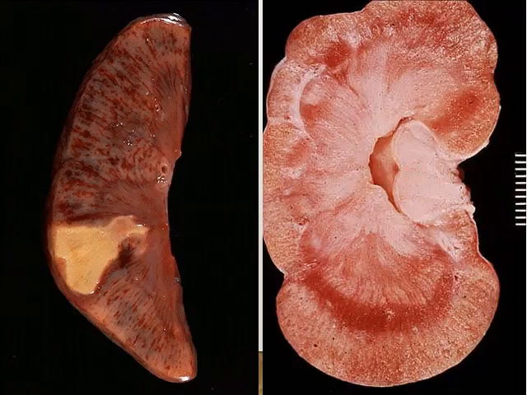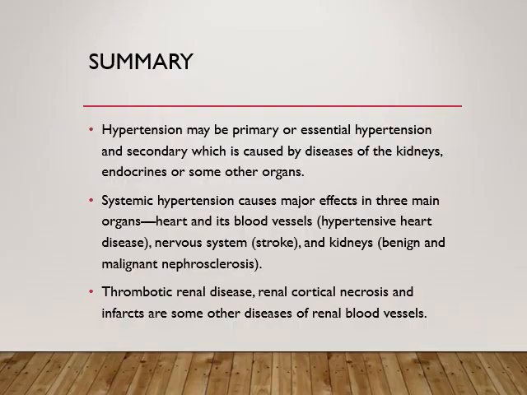With this background, here is the summary. You must remember that hypertension is of two types: primary or essential, and secondary. Secondary usually occurs because of various underlying pathologies in the kidney, endocrine system, and other organs. Systemic hypertension most commonly affects the heart and blood vessels. When it affects the heart, it causes hypertensive heart disease. When it affects the CNS, it causes stroke.